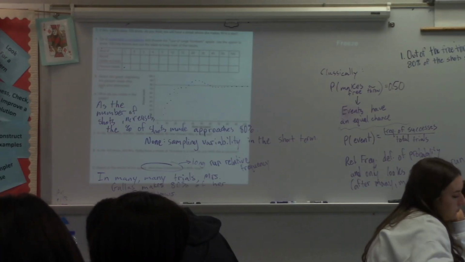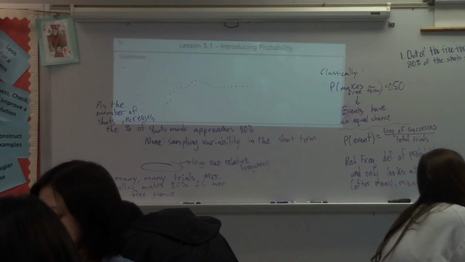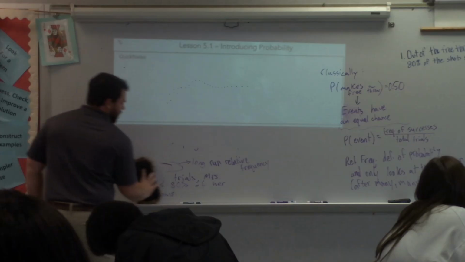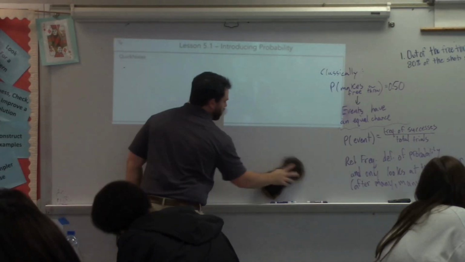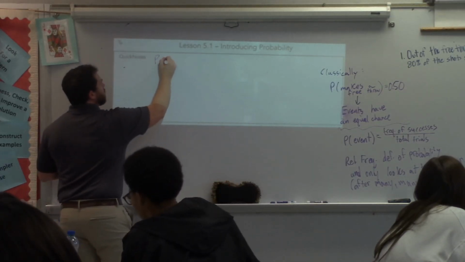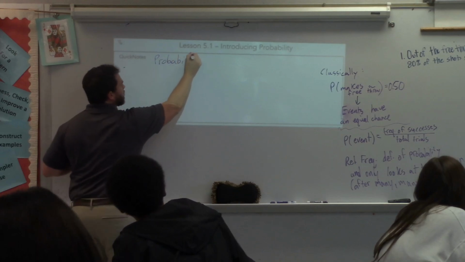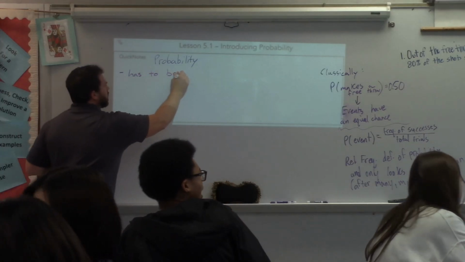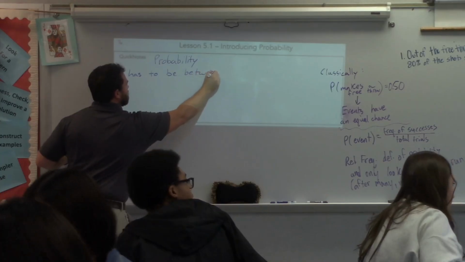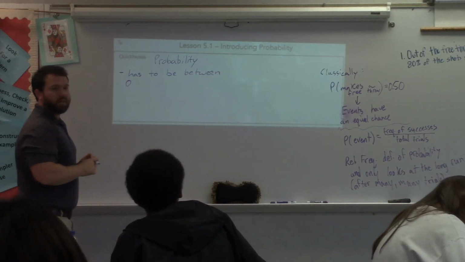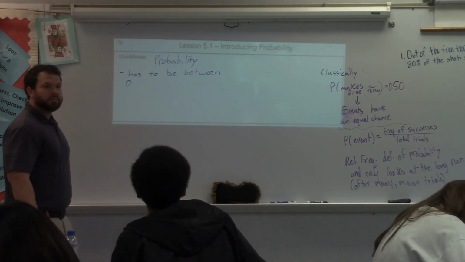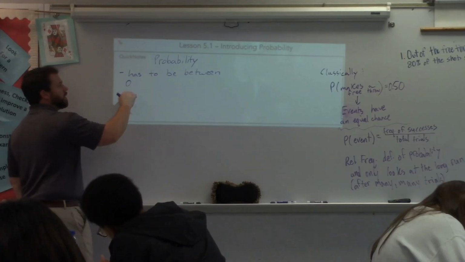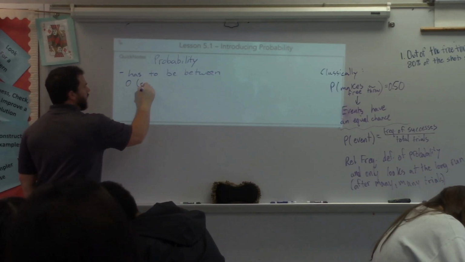So when we talk about probability, does anyone know what numbers the probability has to fall in between? 0 and 1. Okay? Has to be between 0, which means what about the likelihood of that event? 0 means not likely, impossible. If the probability is 0, it cannot happen.